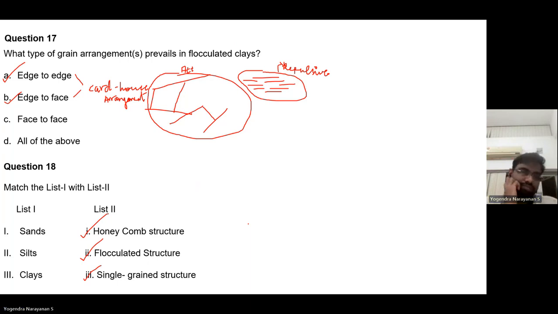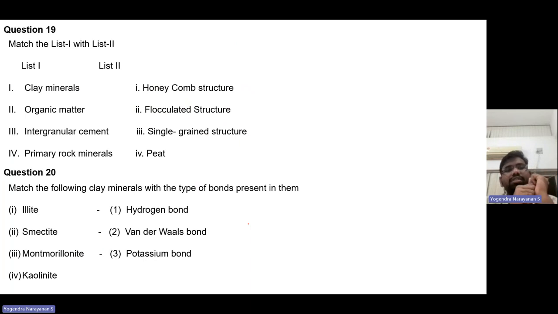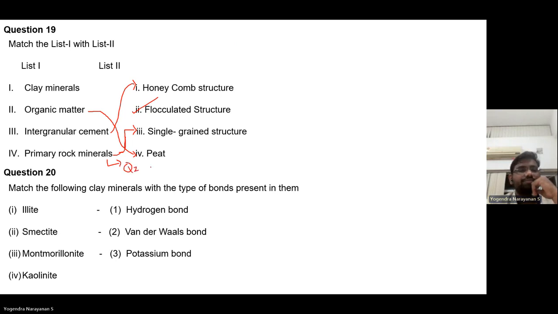Moving on to the next question. It's essentially a repetition. Clay minerals contain flocculated structure. Organic matter is peat. Intergranular cement may give rise to honeycomb structure, and primary rock minerals will be single grain structure. Primary rock minerals examples are quartz, feldspar, etc.